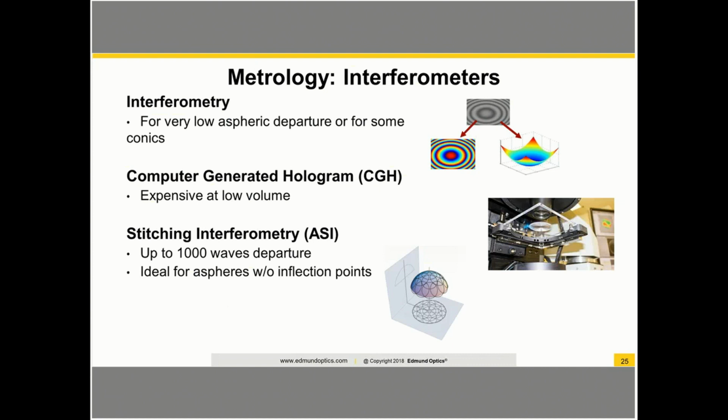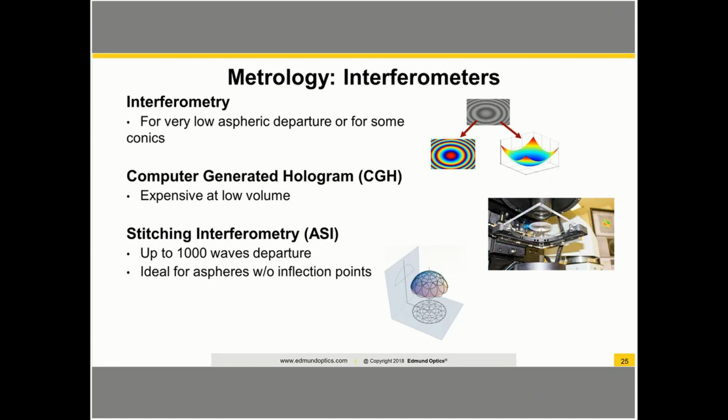The next topic is interferometers. Interferometers use an ideal reference wavefront and compare it to a wave that's reflected off of the lens surface. It's most commonly used to measure planar and spherical surfaces, mostly because the planar wavefront and a spherical wavefront are relatively easy to produce. A problem with aspheres, though, is that it's difficult to make the ideal reference wave in the shape of the asphere. So for some aspheres that have a low aspheric departure, which means that it's pretty similar in shape to a sphere, it's possible to use a basic interferometer. It's also possible for some conics, such as parabolas.